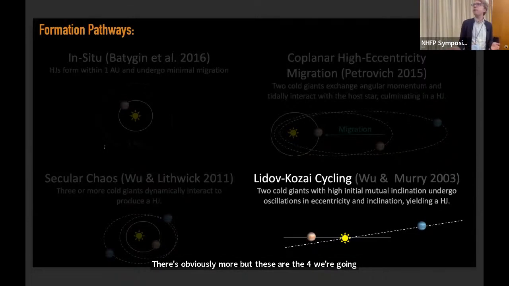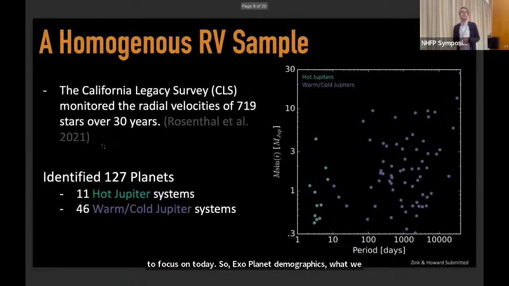So exoplanet demographics: what we were hoping to do is look at a sample and see if we can back out any constraining features in the existing hot Jupiter sample, and see if we can identify which one of these models might work better than the others.